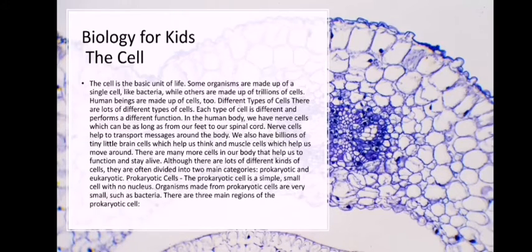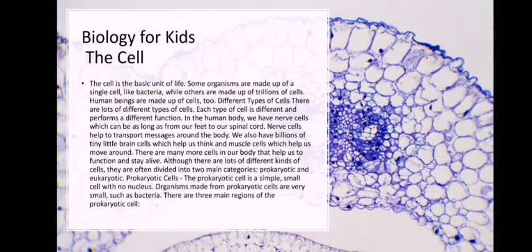Although there are lots of different kinds of cells, they are often divided into two categories: prokaryotic and eukaryotic. Prokaryotic cells. A prokaryotic cell is a simple, small cell with no nucleus. It's like a cell that has no nucleus.